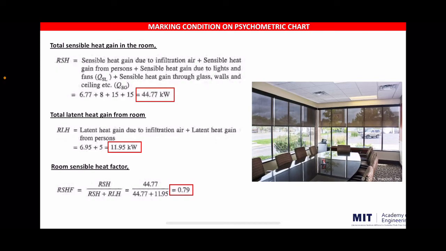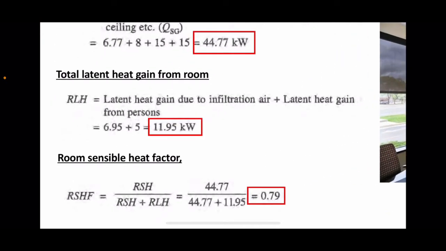Now we will calculate the latent heat of the room. For calculating the latent heat, we do not consider the heat gain from the glass or from the lights, but we consider the heat gain from infiltration and the latent heat which is given out by persons. So we add them and we get the room latent heat as 11.95 kilowatt.